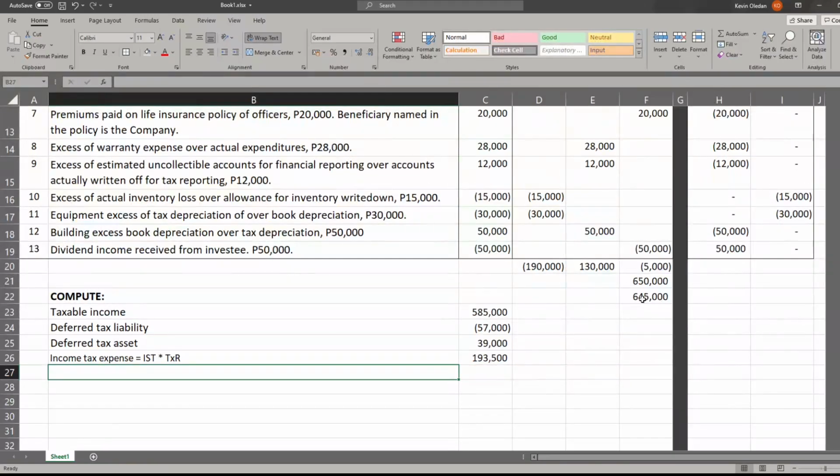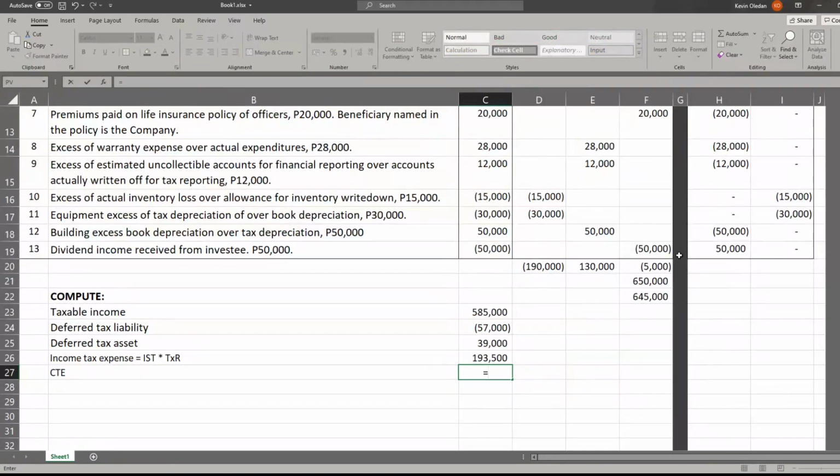Last, what is the current tax expense? Current tax expense is simply taxable income, this one, 585, multiplied by, again, your tax rate of 30%. 175,500.